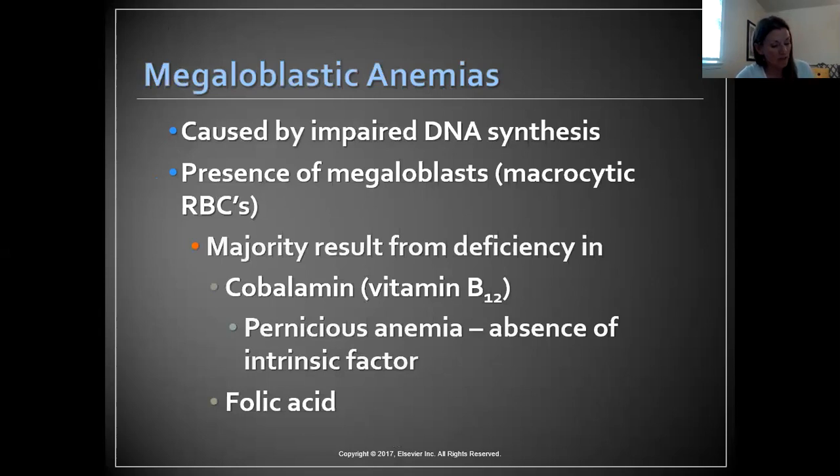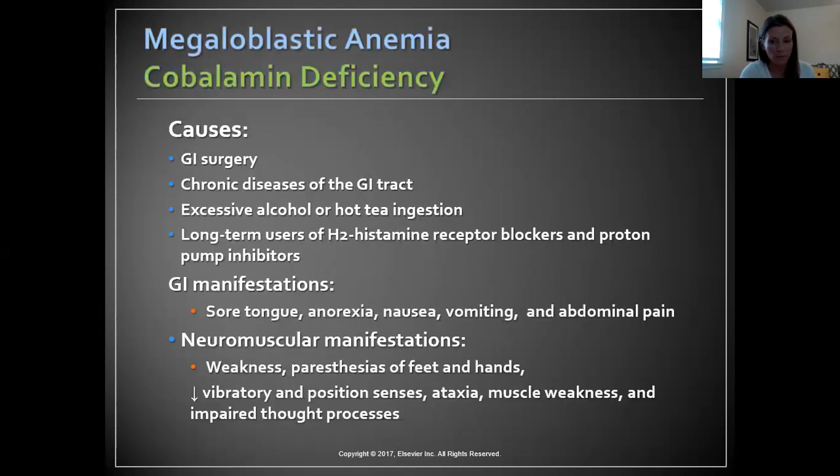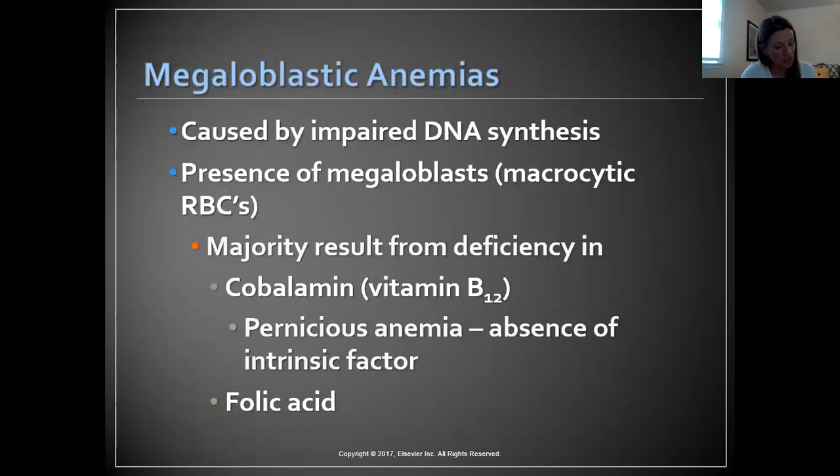Megaloblastic anemias are a group of disorders caused by impaired DNA synthesis and are characterized by the presence of large red blood cells. The majority of megaloblastic anemias result from cobalamin or B12 and folic acid deficiencies.